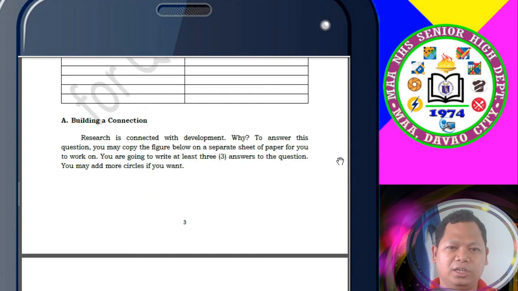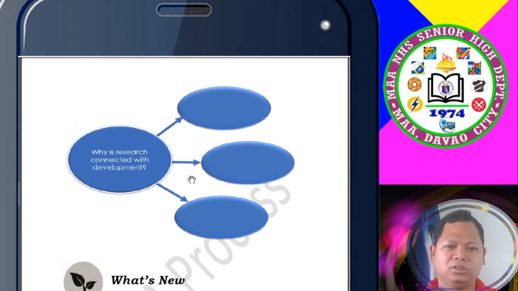Letter A, building a connection. So research is connected with development. Why? To answer this question, you may copy the figure below on a separate sheet of paper for you to work on. You are going to write at least 3 answers to the question. You may add more circles if you want. So this is the circle, and this is the question: why is research connected with development? I have put here these 3 circles. If you have 3 or more answers, you can add another circle here.